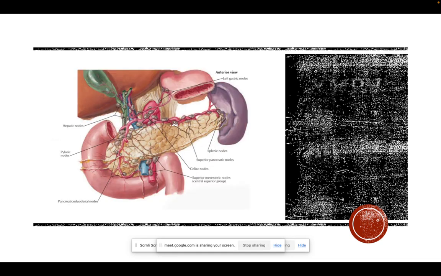Coming to the lymphatic drainage, most of the lymph is drained into the pancreatico-duodenal nodes. From there, it goes to the hepatic nodes. Then the hepatic nodes drain into the celiac nodes and partially to the superior mesenteric nodes, which ultimately drain to the cisterna chyli via the intestinal lymphatic trunk.